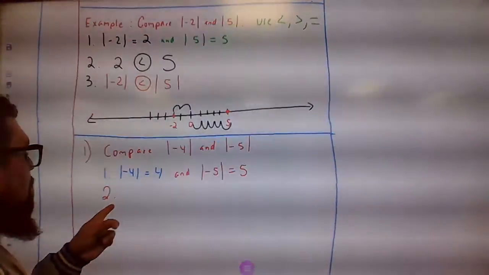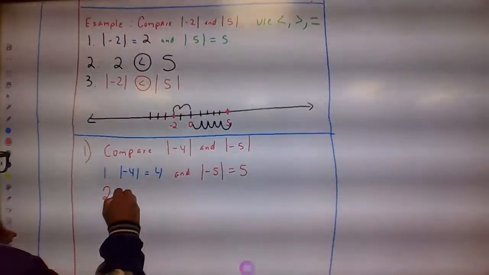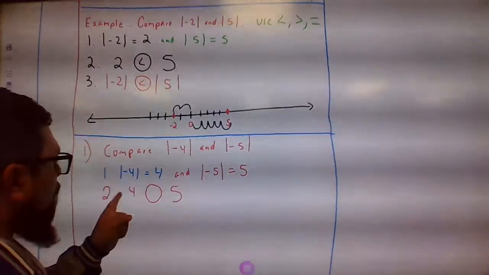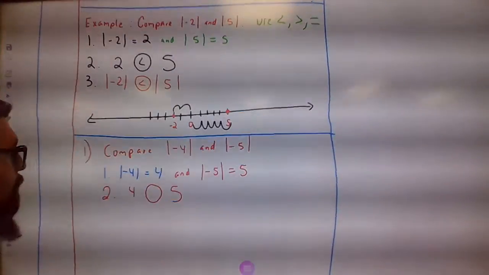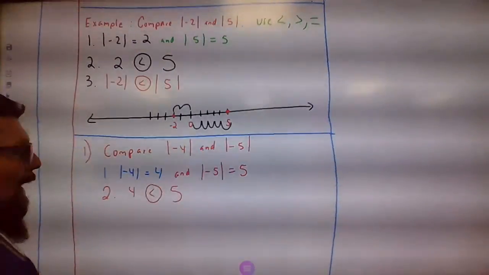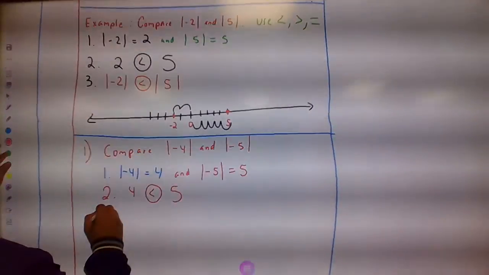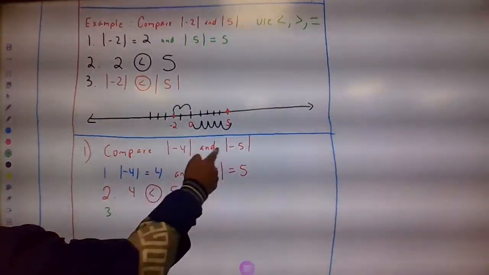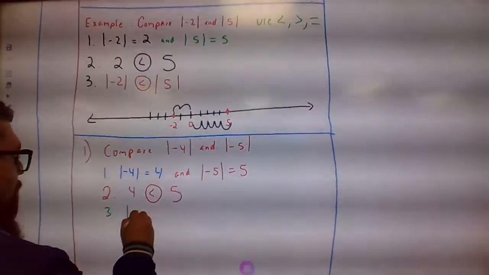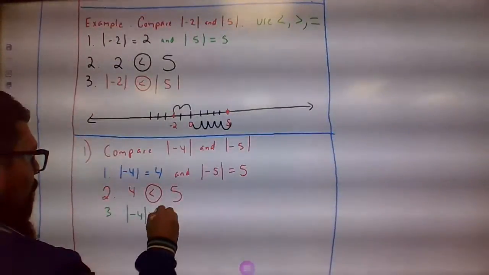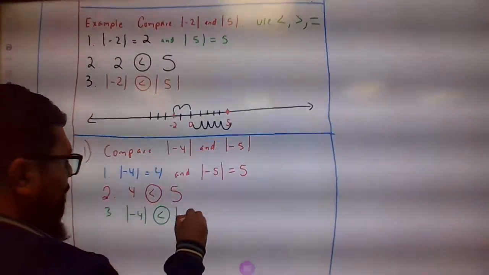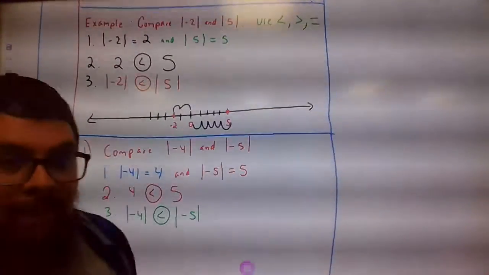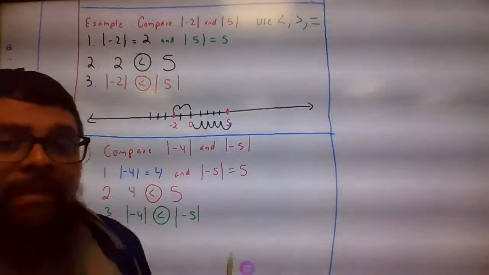Step 2, okay, let's rewrite them. 4 and 5. So is 4 greater than, less than, or equal to 5? It is less than. So now step 3, now we got to rewrite them back to what they were before. So the absolute value of -4 is less than the absolute value of -5. Okay? Now let's graph it real quickly and see if that is true.